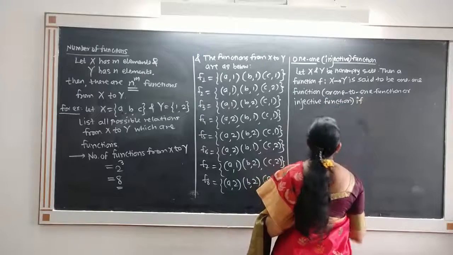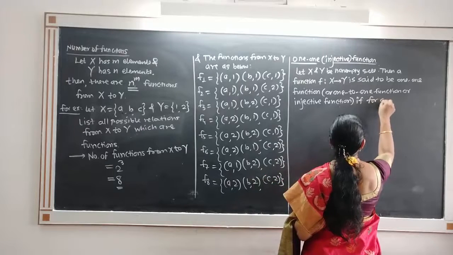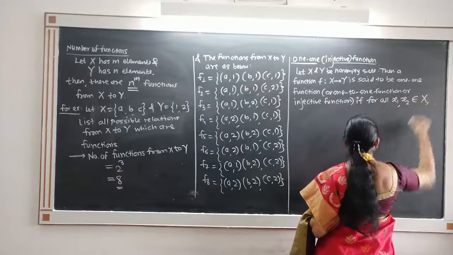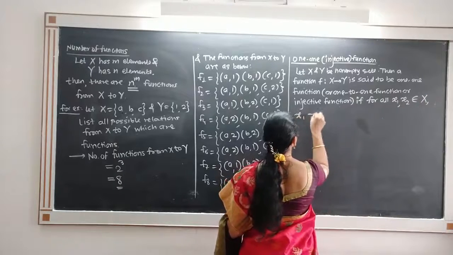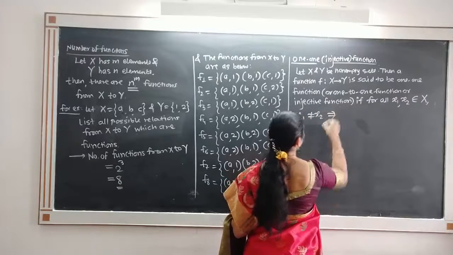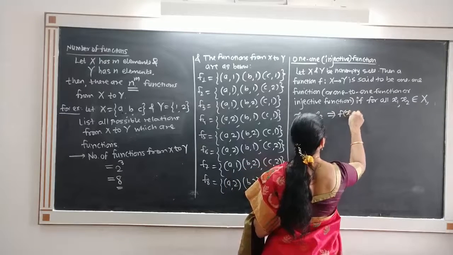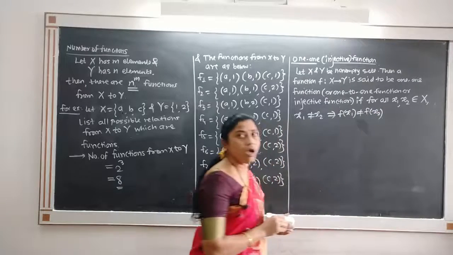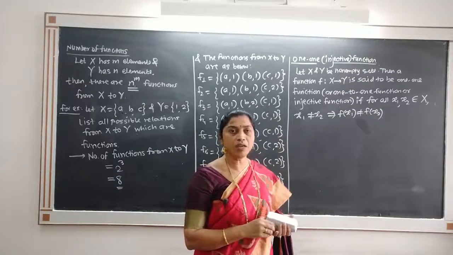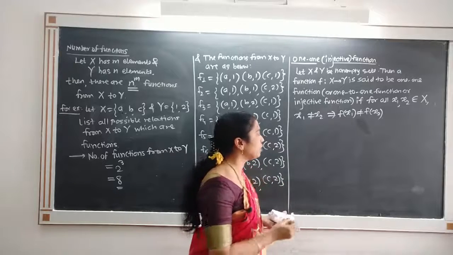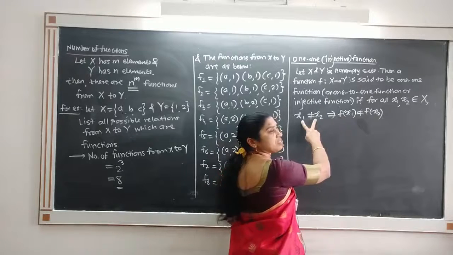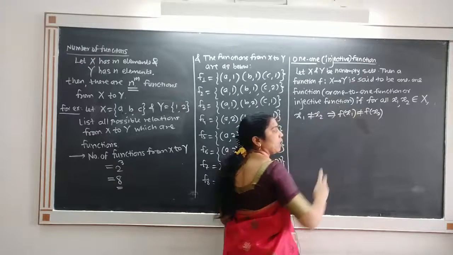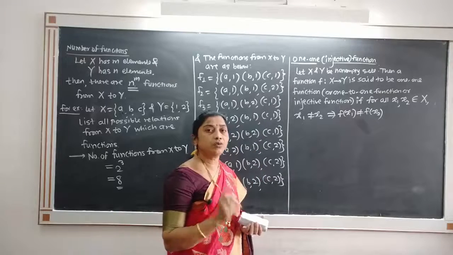If for all x1 and x2 belonging to x, x1 is not equal to x2 implies that f of x1 is not equal to f of x2. So, a function f from x to y is said to be 1-1 function if you have distinct elements of x, they are having distinct images in y.